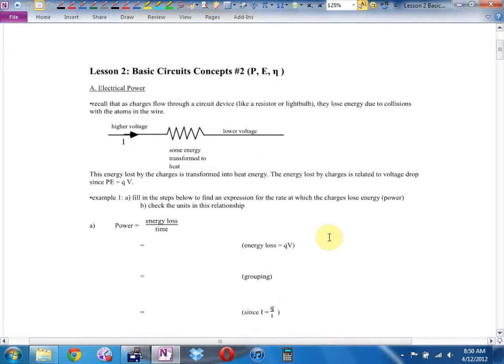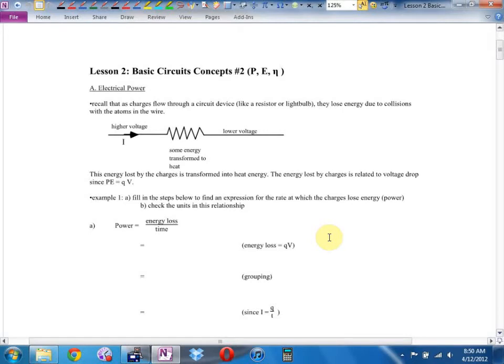We need to also define a third thing. We have voltage, we have current, we have resistance. The fourth thing is power. In fact, I said to you about 30 seconds ago, if you know two, you know three things. Actually, if you know any two things, you know four things.